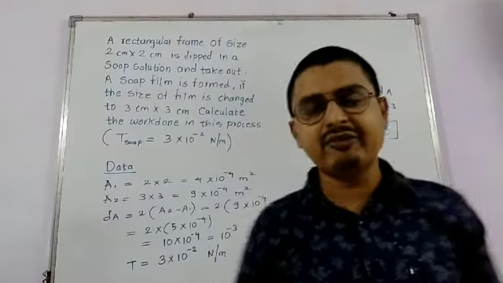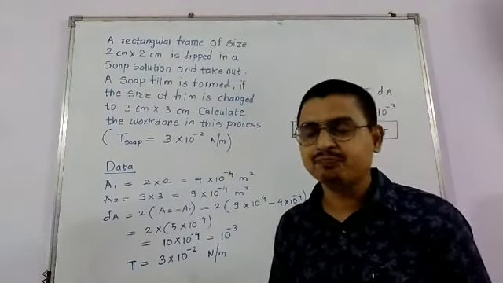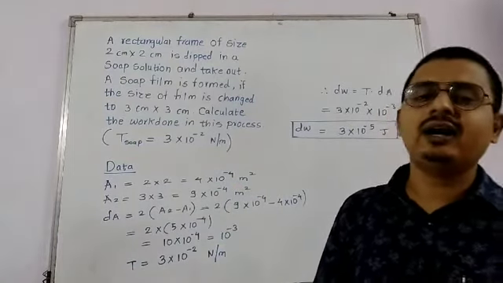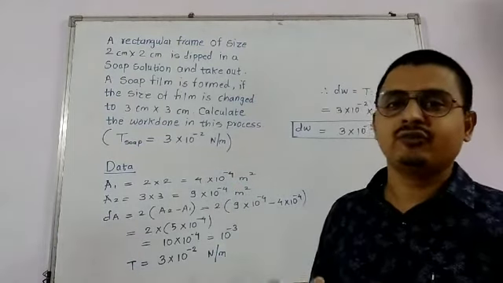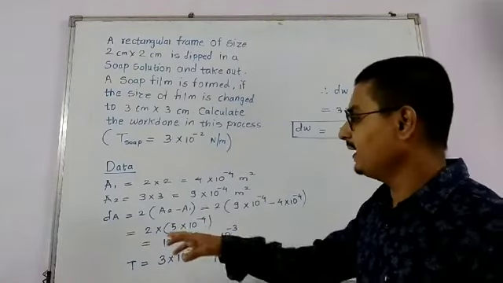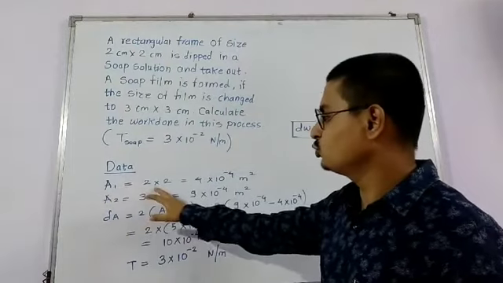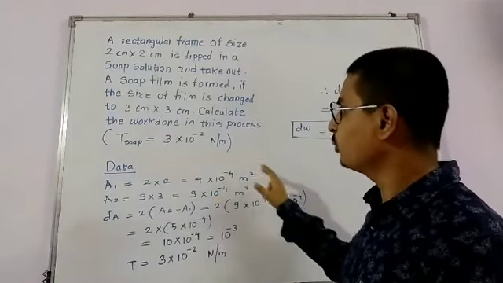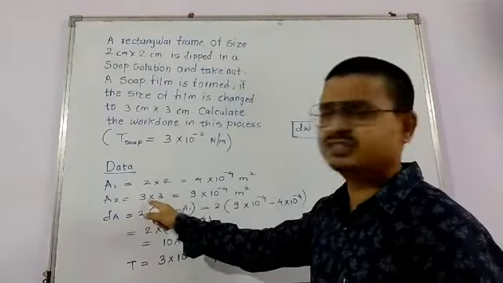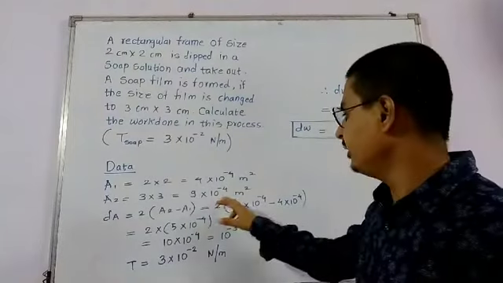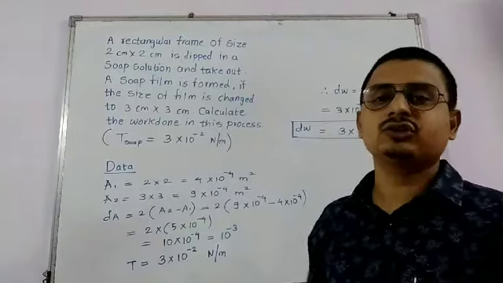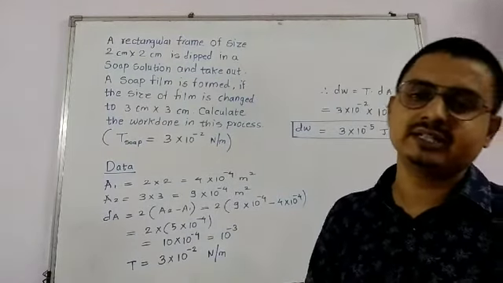Surface tension is already given, only we have to find the change in area. But since this rectangular frame has two sides, the area will be doubled from inside as well as the outside. Both sides से area will increase. So यहाँ पे A1 and A2 are noted, that is 2 into 2, 4 into 10 power minus 4 meter square, because ये सेंटीमीटर में गया, मैंने मीटर में कन्वर्ट कर दिया. A2 is 3 into 3, that is 9 into 10 power minus 4 meter square. The change in area will be doubled because of both the sides, inside and outside से area बढ़ जाएगा.